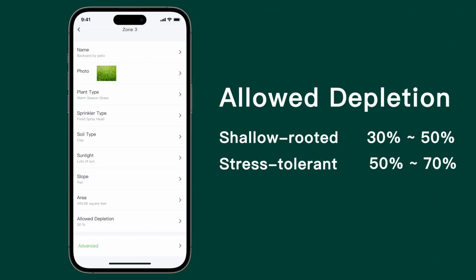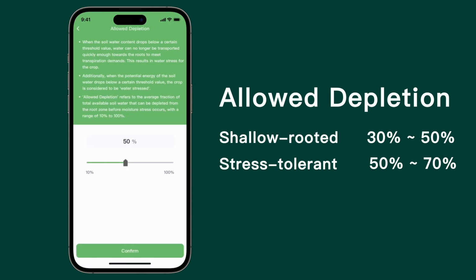Allowed depletion refers to the upper limit of water consumption allowed to be withdrawn from water resources. For most landscape irrigation purposes, 50% of the maximum allowed depletion is a reasonable overall value. For shallow-rooted, sensitive plants or heavily compacted soils, a smaller maximum allowed depletion should be considered. Between 30% and 50% is reasonable.